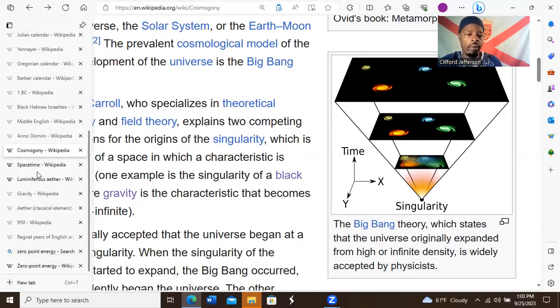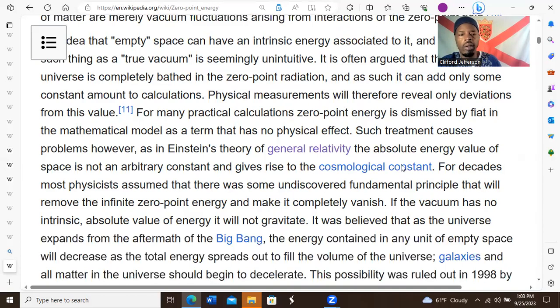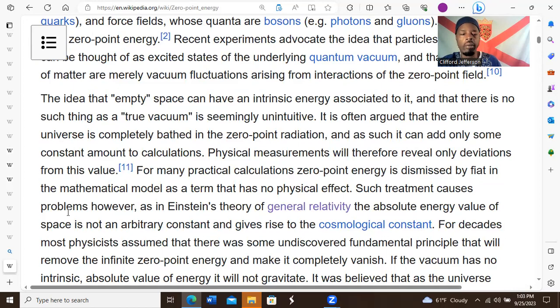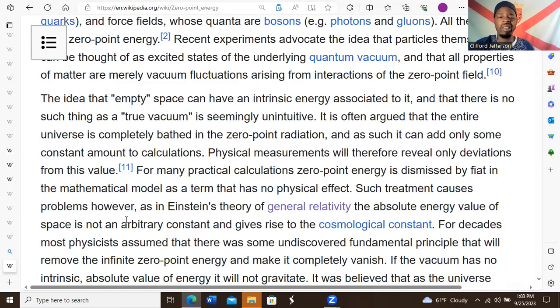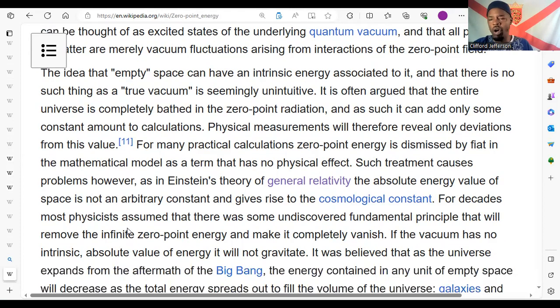All right. It says here, the idea, let me show y'all, see that. The idea that empty space can have an intrinsic energy associated to it, that there is no such thing as true vacuum, is seemingly unintuitive. It is often argued that the entire universe is completely bathed in zero point radiation, right?